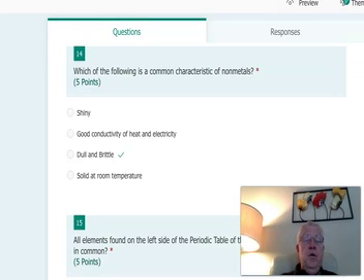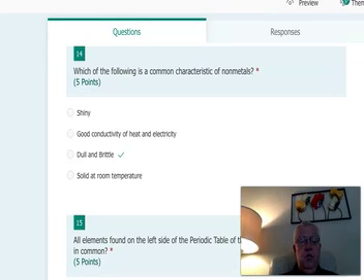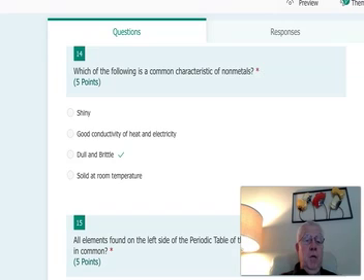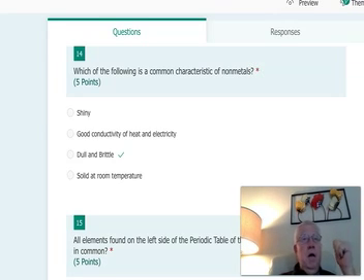And here's one you got to memorize. You got to have it written down. You just have to know. Which of the following is a common characteristic of nonmetals? Well, nonmetals are not shiny. Metals are shiny. Good conductivity of heat and electricity? Nope. Those are metals.